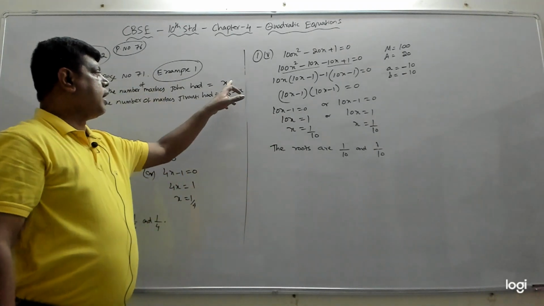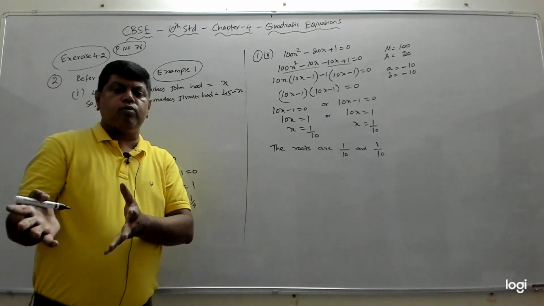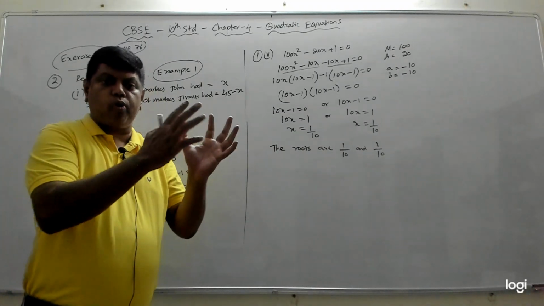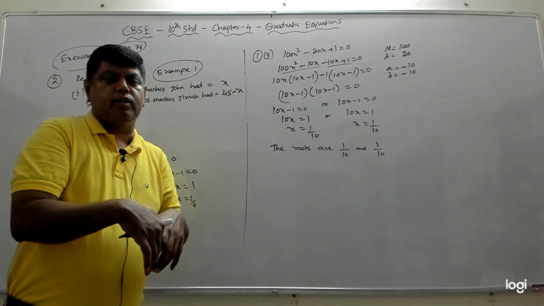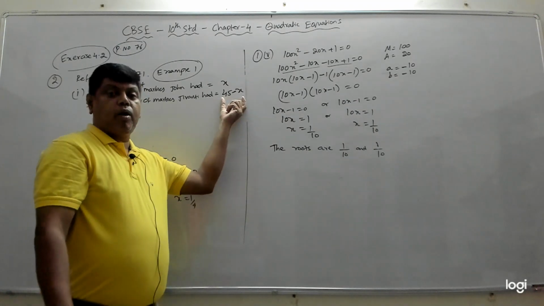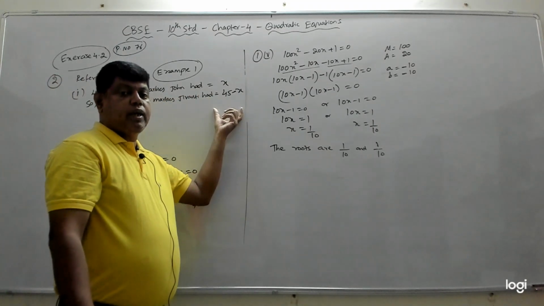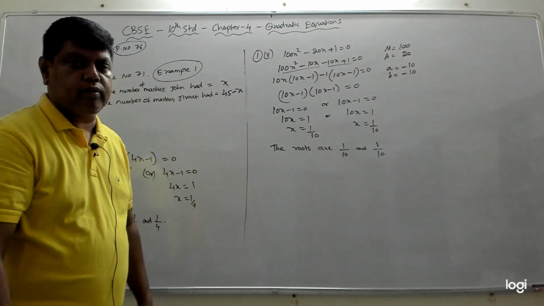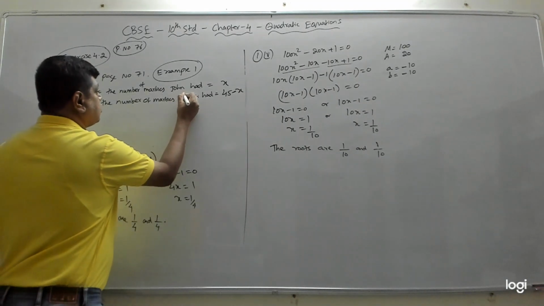Because John has had x, and together they total 45, Jivanti would have the remaining. The remaining is the total, which is 45, minus the number of marbles John had, which is x. So 45 minus x was the number of marbles Jivanti had, and x was the number of marbles John had. Right?